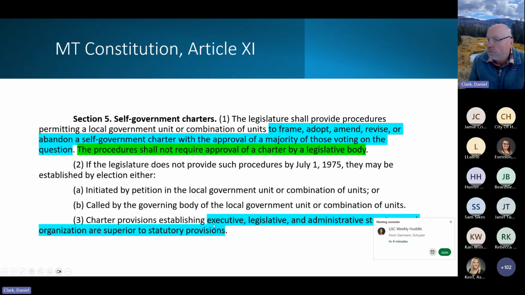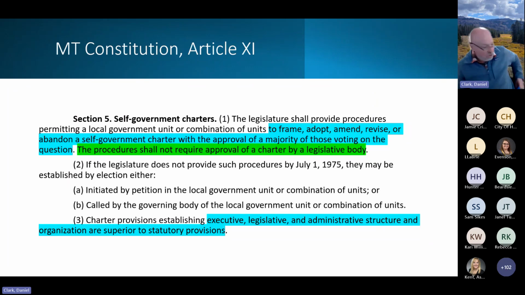They need to establish executive, legislative, and administrative structures and organizations. Oh my goodness, that they are superior to state law. Sorry about that. So this charter is superior to state law as long as it doesn't have something in the charter that's prohibited by the Constitution.